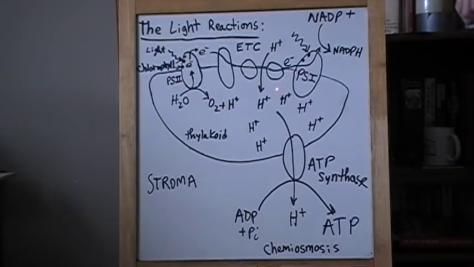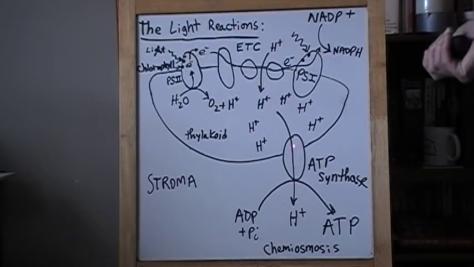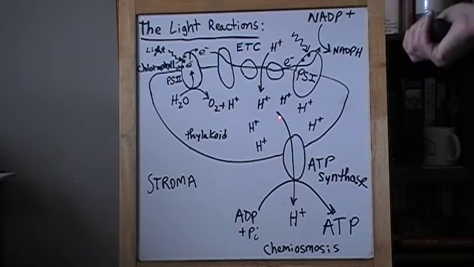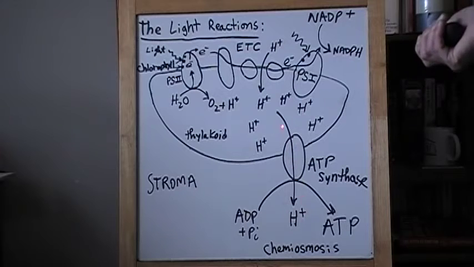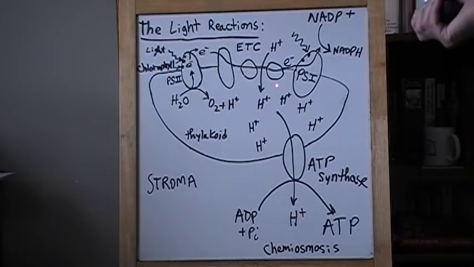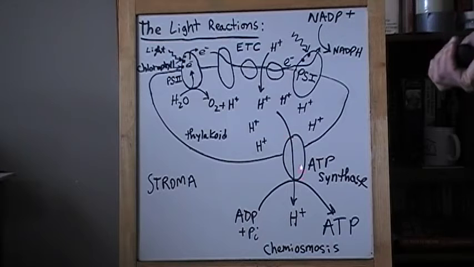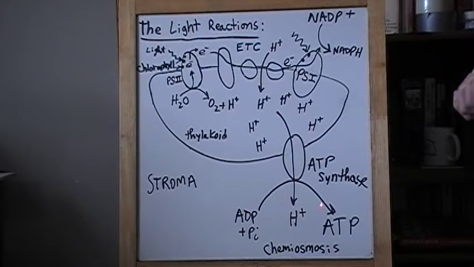Meanwhile, the hydrogen ions that have built up in the thylakoid space diffuse out again through a channel called the ATP synthase. And this is another protein channel in the membrane. And when these hydrogen ions flow down their concentration gradient out of the thylakoid space, their potential energy is extracted and used to form ATP.